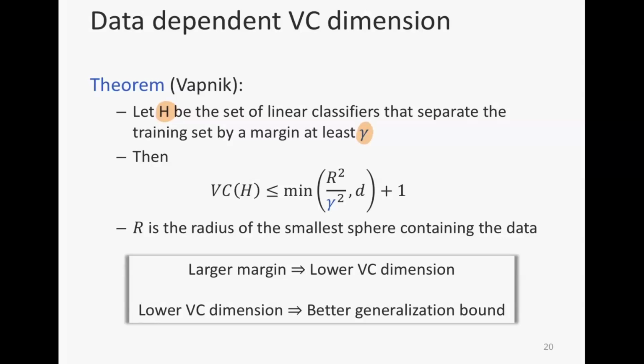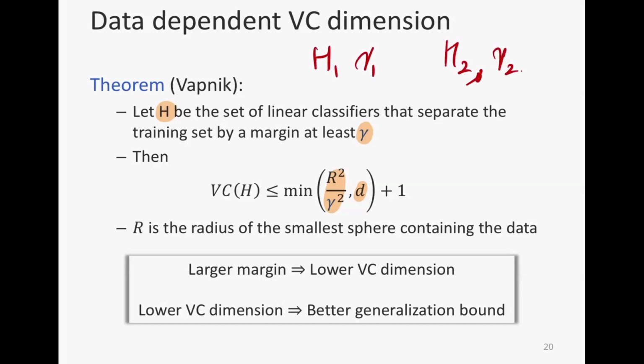So Vapnik was able to prove that its VC dimension is the minimum of R square over gamma square, or the dimensionality plus 1. The important point here is gamma is in the denominator. So the margin is in the denominator. Imagine you have two sets of functions. H1, capital H1, is a set of functions that has a margin gamma 1, and H2 is a set of functions that has a margin gamma 2.